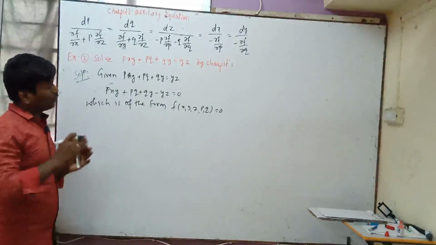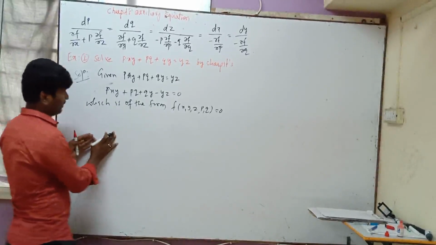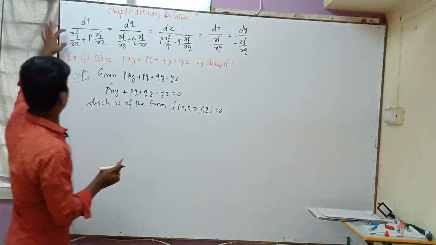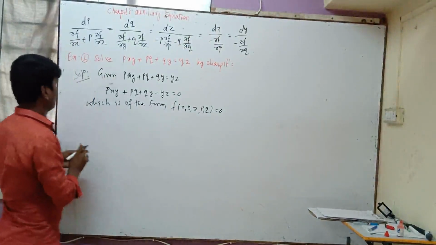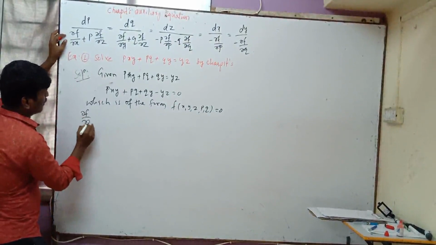By steps 1, 2, 3, I will solve this example. First, step 1. What is step 1? Find all the partial derivatives. I will find them now. So first one, ∂f/∂x.